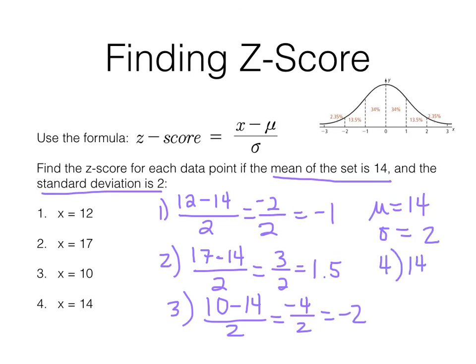Finally, the number minus the mean over 2. So if I find the z-score of the number 14, I get 0 divided by 2, which is just 0. So the mean itself will have a z-score of 0 because it is neither above the mean nor below the mean.